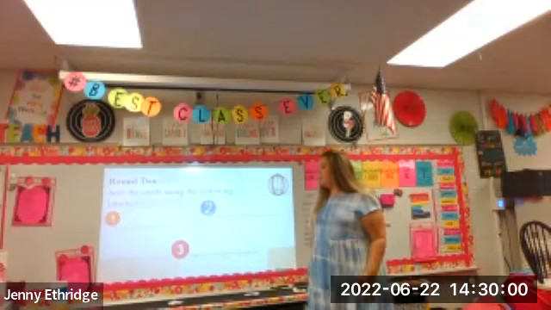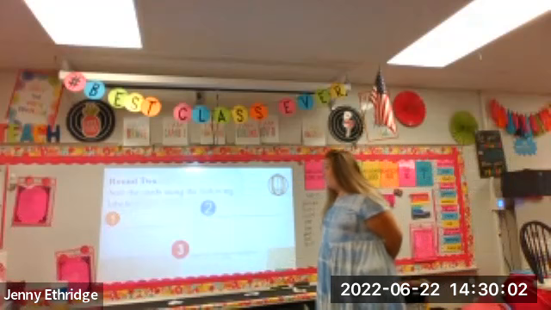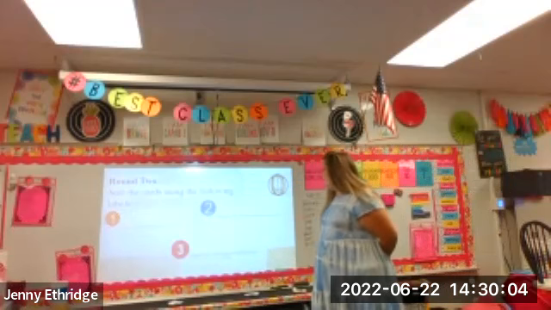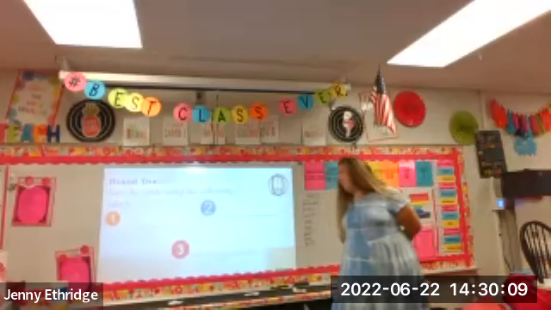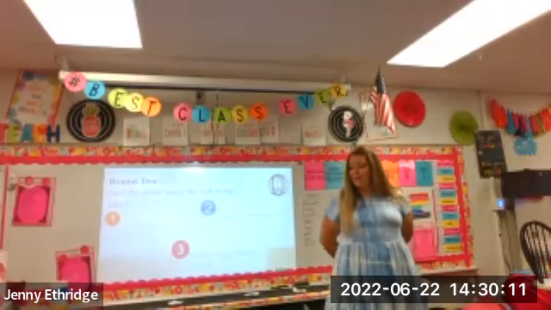So 1 is organisms that make their own food to survive. 2 is organisms that eat other organisms to survive. And 3 is organisms that break down dead organisms to survive. So go ahead now and sort them.